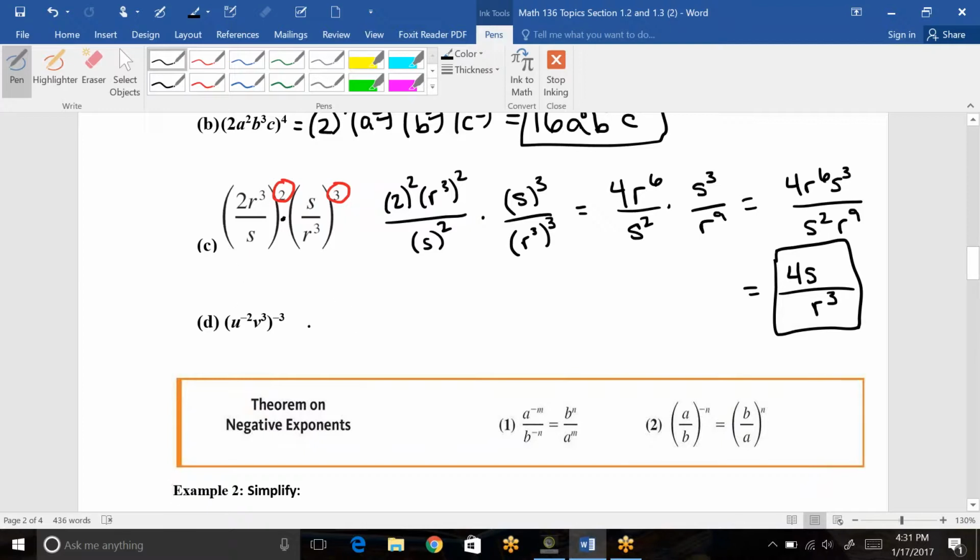Okay, and then let's look at this case. This one has some negative exponents going on. Sometimes it's better not to deal with those right away, so I'm going to apply this power rule first. So I'm going to apply the -3 power to everything inside.